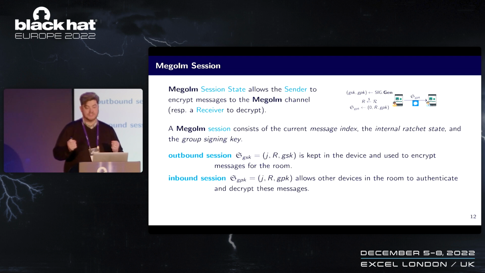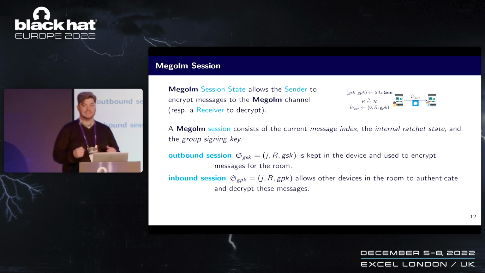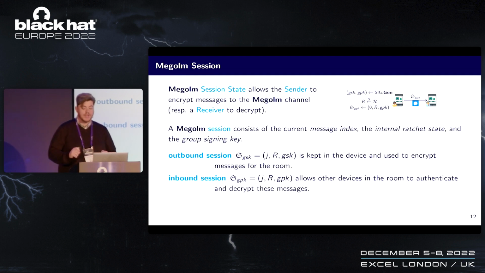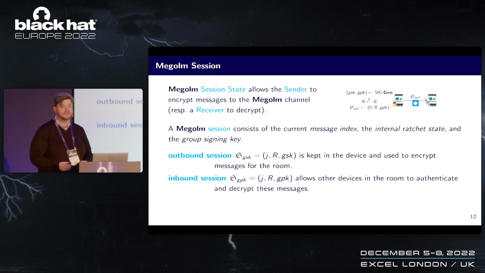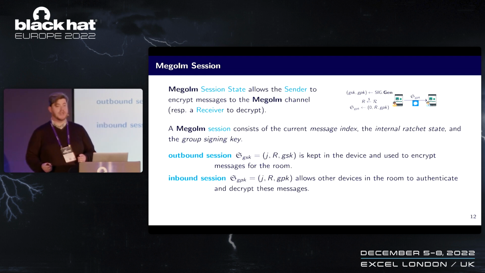This Megolm session state, which is encrypted using these Olm pairwise channels, consists of the message index, how many times Alice has tried to use this particular state to encrypt messages to the rest of her group, the internal ratchet state, which is this keying material that's going to be used to derive message keys and encrypt actual messages, and the group signing key.